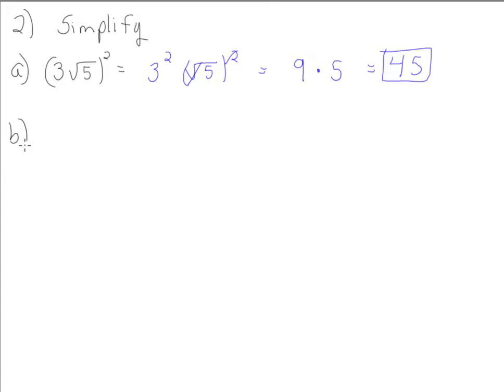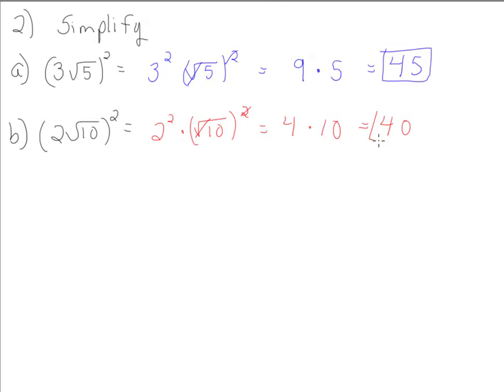In B, we have 2 the square root of 10 quantity squared. So again, we're going to start by doing the distributive property, and we end up with 2 squared times the square root of 10 quantity squared. Well, 2 squared is 4, and the square and the square root cancel each other out, so that's equal to 10. 4 times 10 is 40.